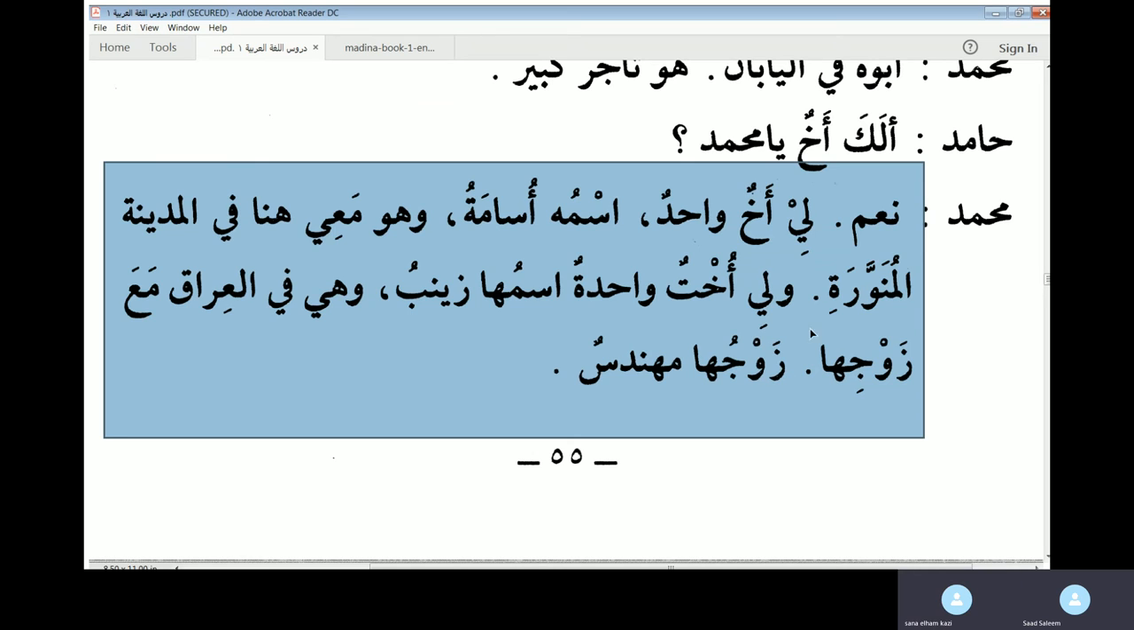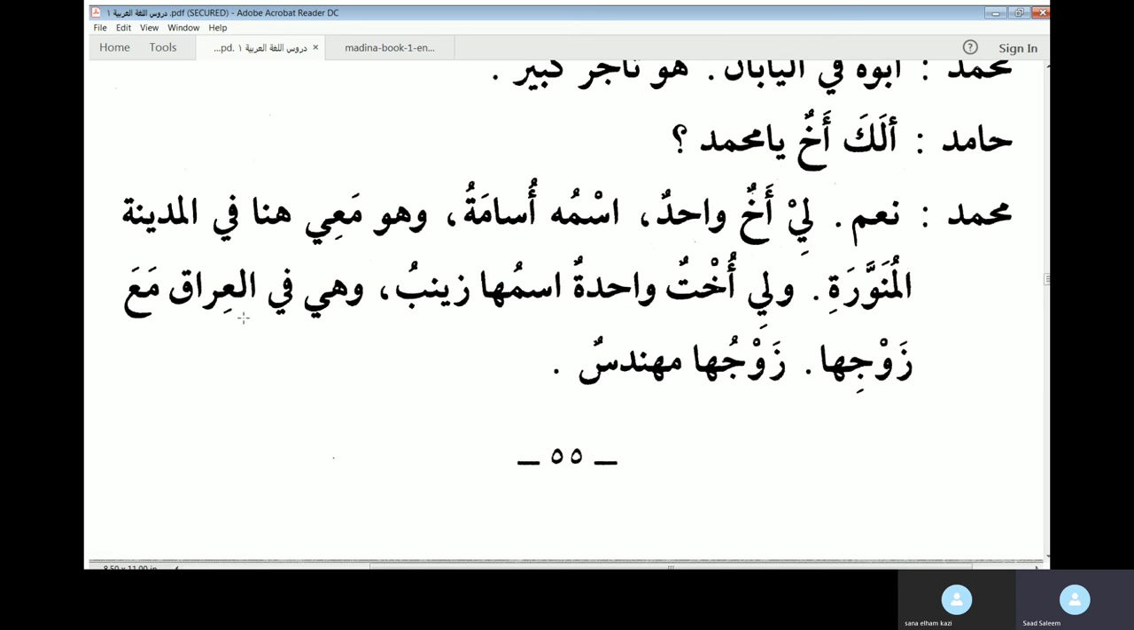Engineer. Now, one question. Wahiya fil Iraqi ma zawjiha. Here, zawjiha has a kasra on the jim, but in the next word, zawjuha, there is a dhamma on the jim. Why? Because of ma, it becomes zawjiha. Yes, correct. And next, because it is muzaf. Her husband is an engineer.